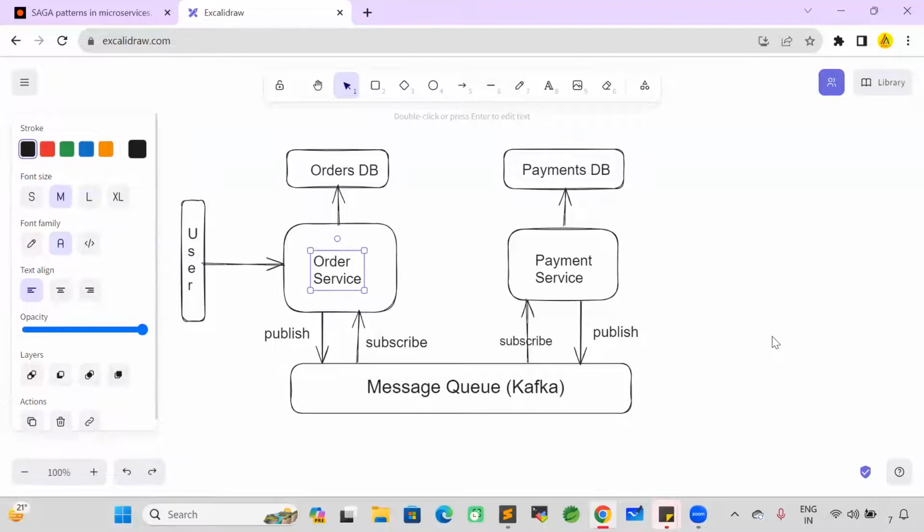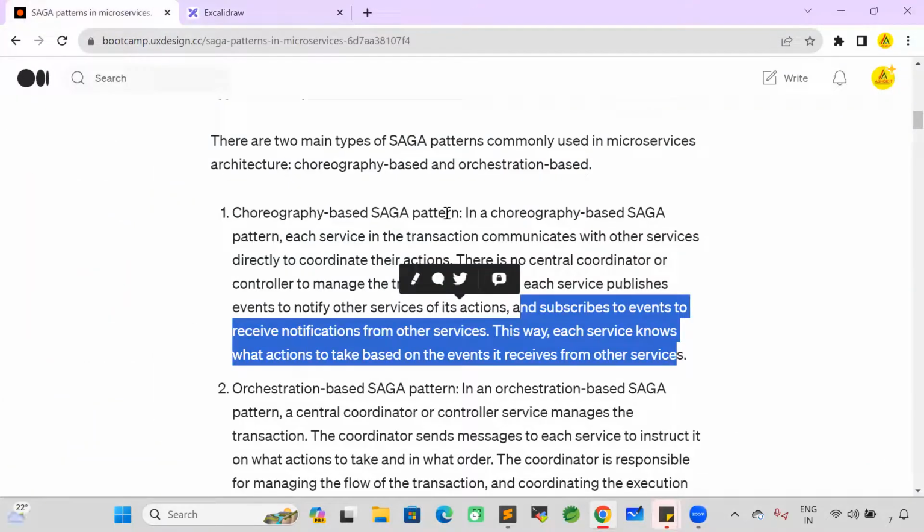Are you guys clear? What is the SAGA and what is choreography based SAGA? We have already seen Kafka, how to publish one message and how to subscribe to that message. After publishing the message, it will be subscribed by the subscriber. Based on the message received by the subscriber, it will take the next action, either to confirm the order or to fail the order. So this is choreography based SAGA.